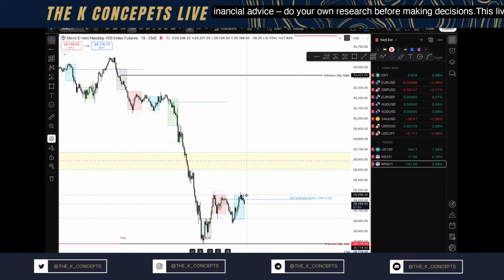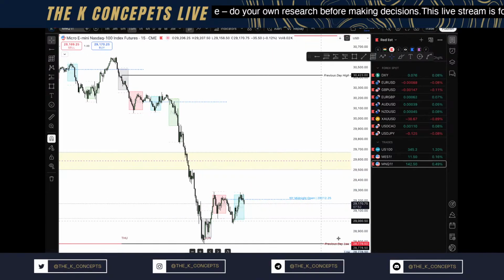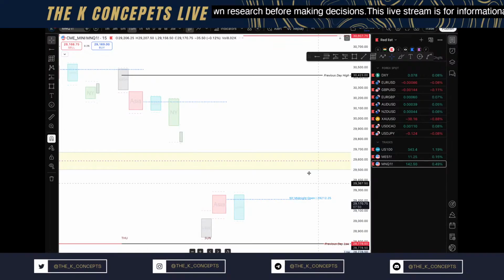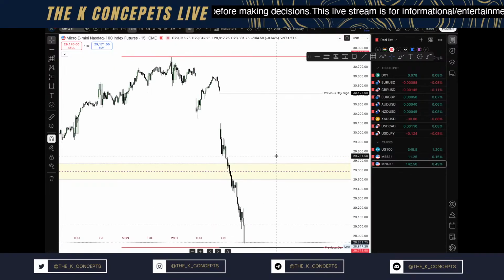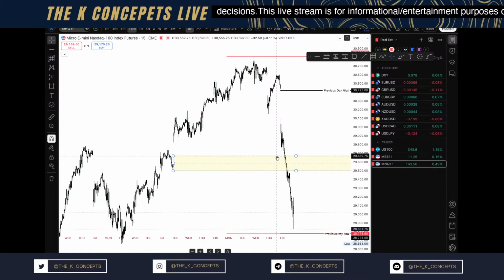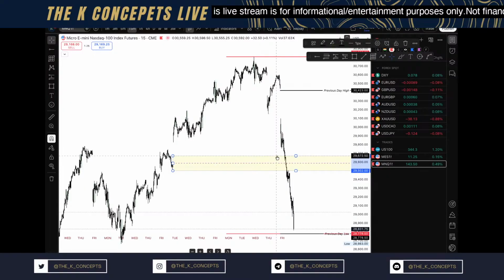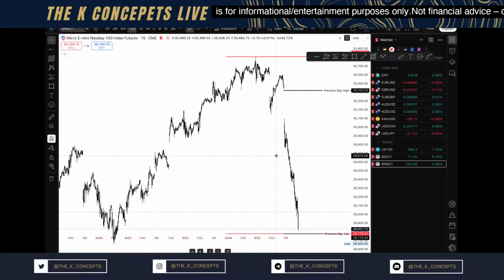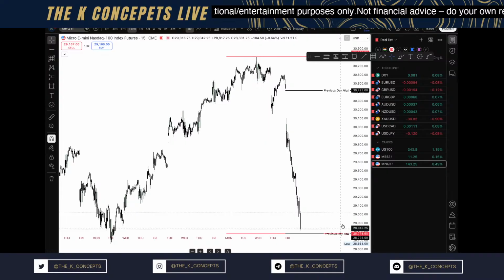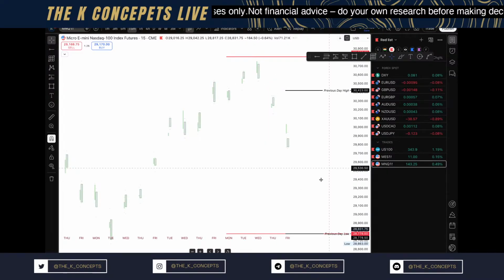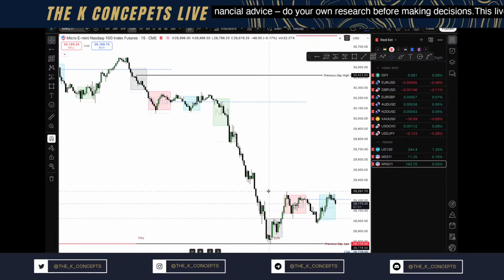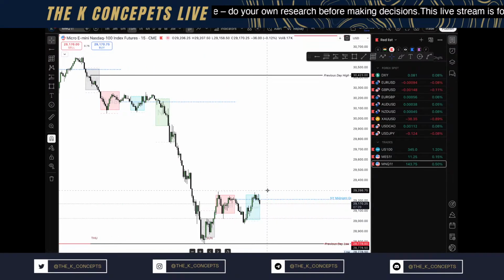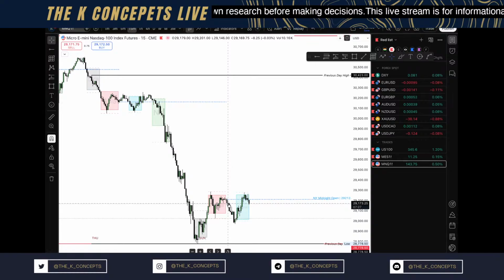Took the low, took the high, again looking for something. Let's see, same thing. If we get a closing below, we're gonna look for shorts. If we get a closing above, we'll look for longs.